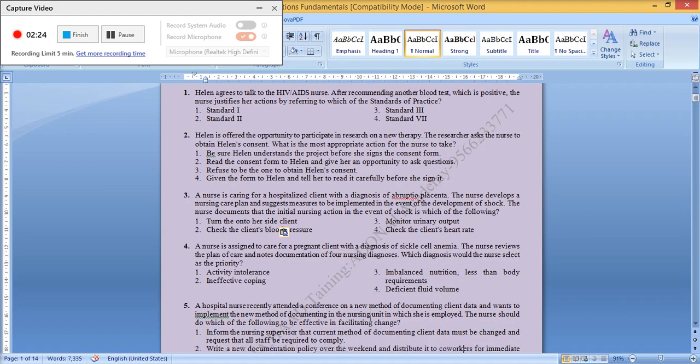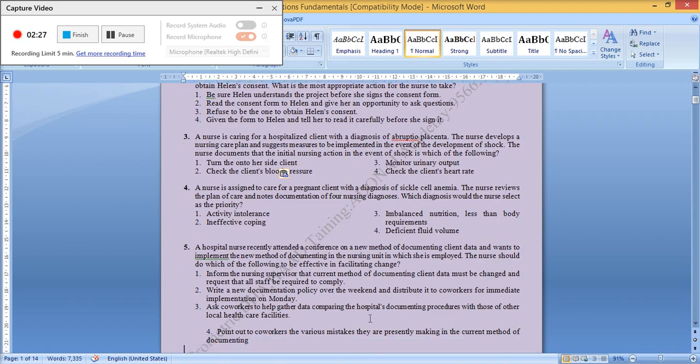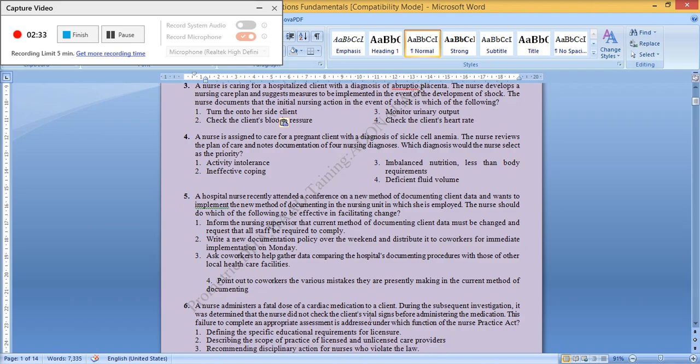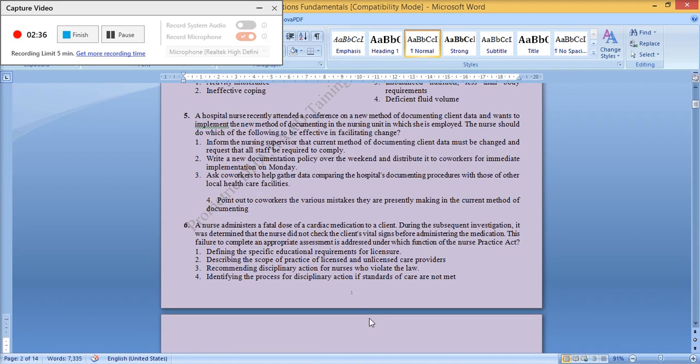5. A hospital nurse recently attended a conference on a new method of documenting client data and wants to implement the new method of documenting in the nursing unit in which she is employed. The nurse should do which of the following to be effective in facilitating change? 1. Inform the nursing supervisor that the current method of documenting client data must be changed and request that all staff be required to complete it. 2. Write a new documentation policy over the weekend and distribute it to co-workers for immediate implementation on Monday.